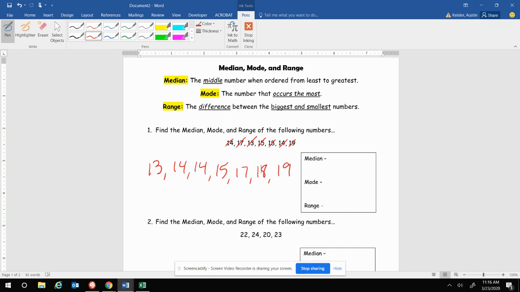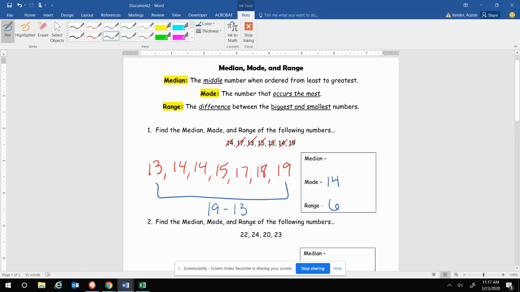I'm going to start off with the mode because that's the easiest one. If I look at these numbers here, the only number that occurs more than once is 14, which means 14 is the number that occurs the most. So that's my mode. I am going to do range second because that's also pretty easy. Since we've ordered them least to greatest, we already know what the biggest and smallest numbers are. It's 19 and 13. And we should know that 19 minus 13 is 6.